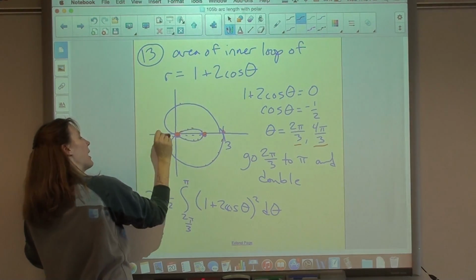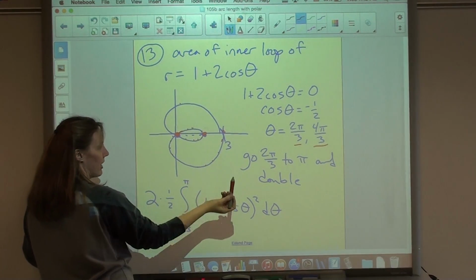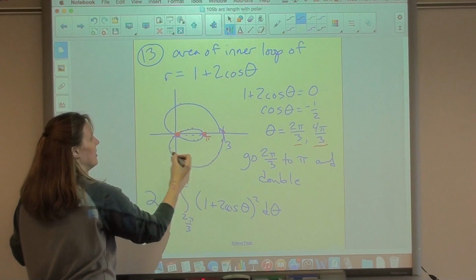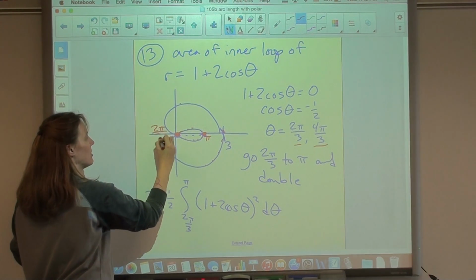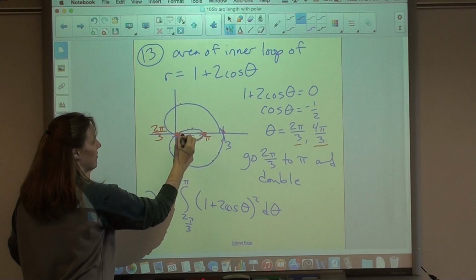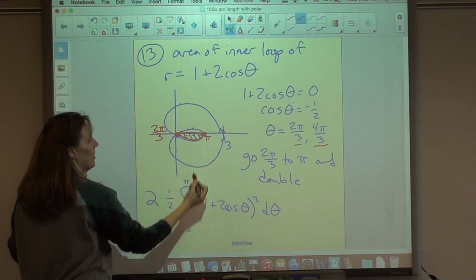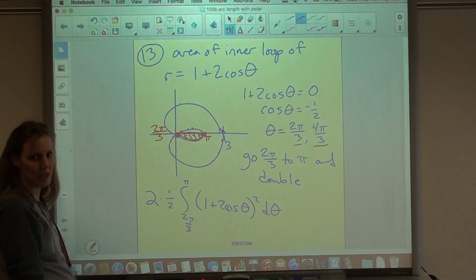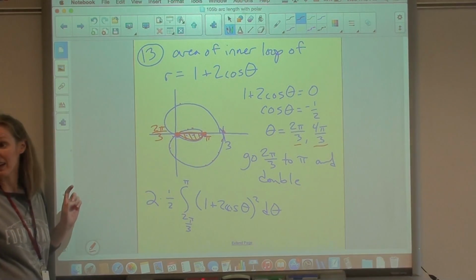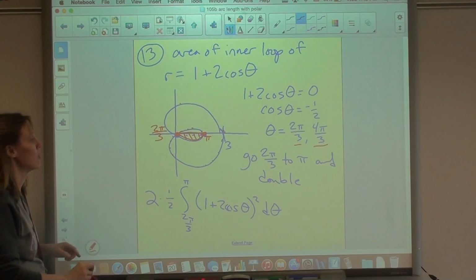So it would be pi, -1, there's our angle, right? So this is at pi, this is 2 pi thirds. So if I go 2 pi thirds to pi and double it, that gives me my area. Oh, okay, hang on one second. I'm going to say one more thing and then I'll go with your question.